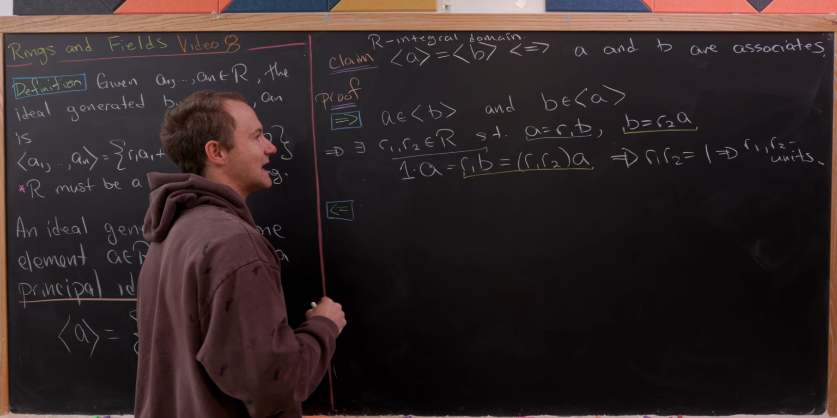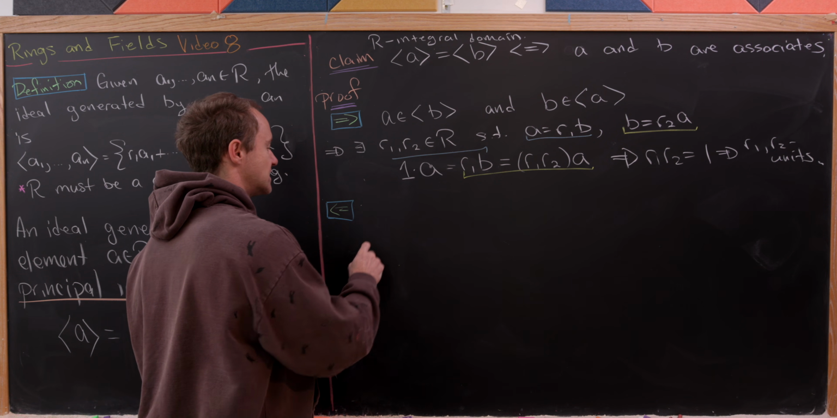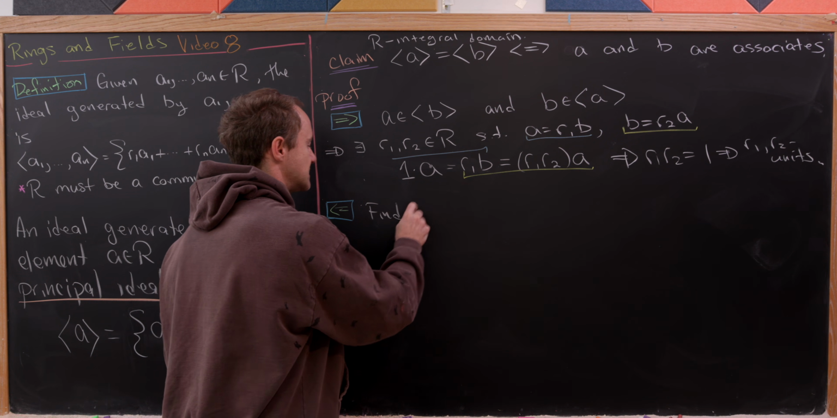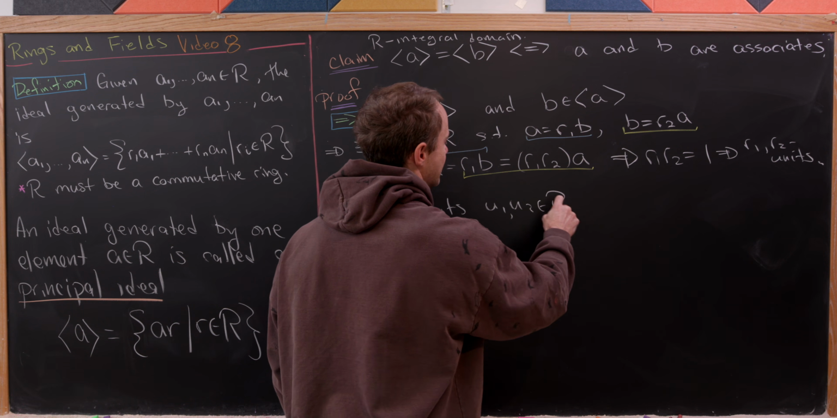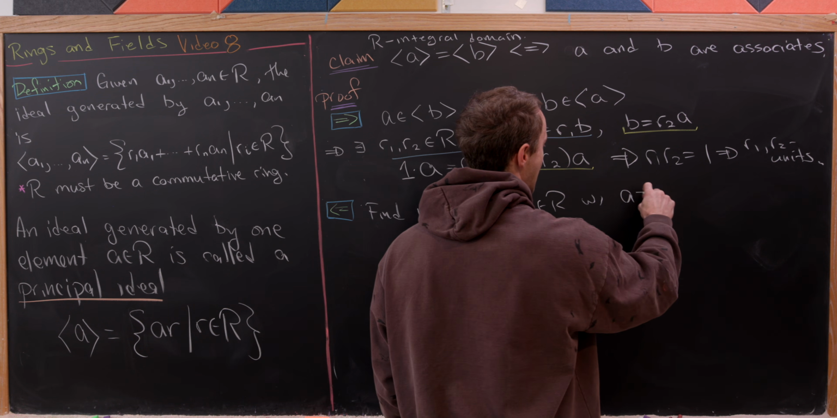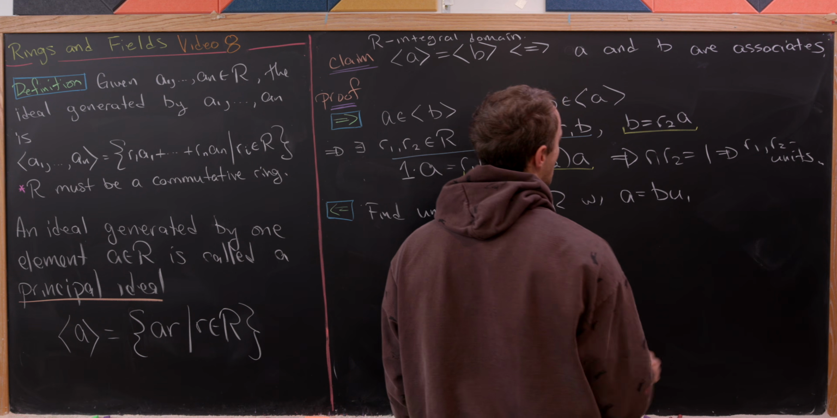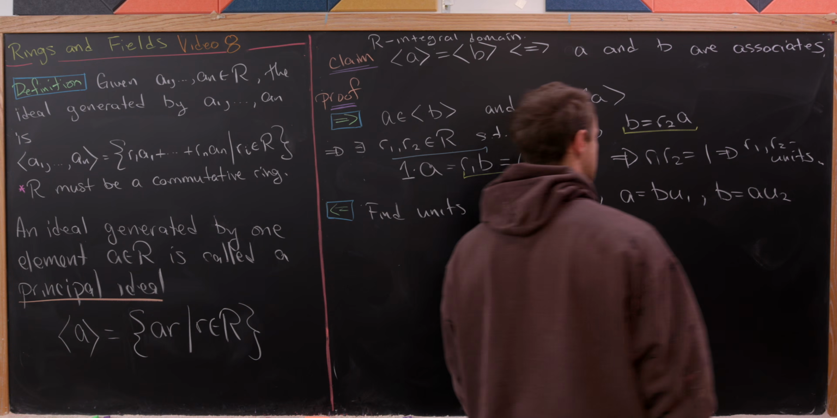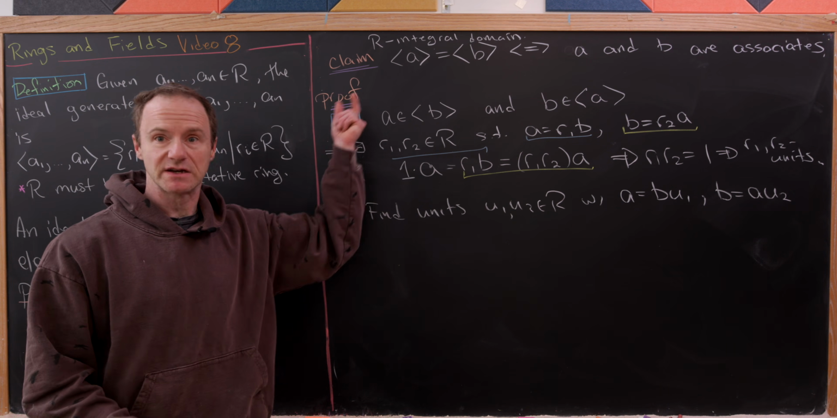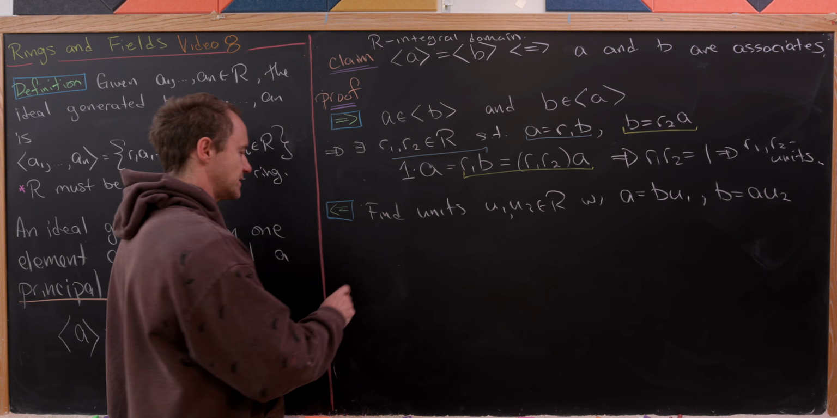Okay, so we know that A and B are associates. So let's find units, U1 and U2, inside of our ring with A equals B times U1, and then we've got B is equal to A times U2. But now let's prove these ideals are the same using double set inclusion.